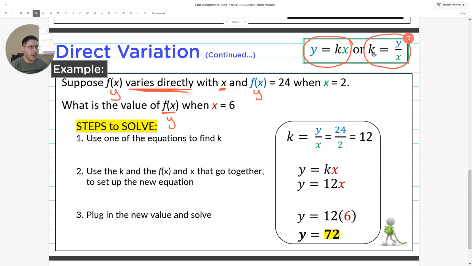And again, notice how we used the k formula first to find the equation right here. And then from the equation, we plugged in the x value to find the corresponding y value. We knew to do this because it told us that f of x varies directly with x. So we know automatically to pull up these two equations to solve.